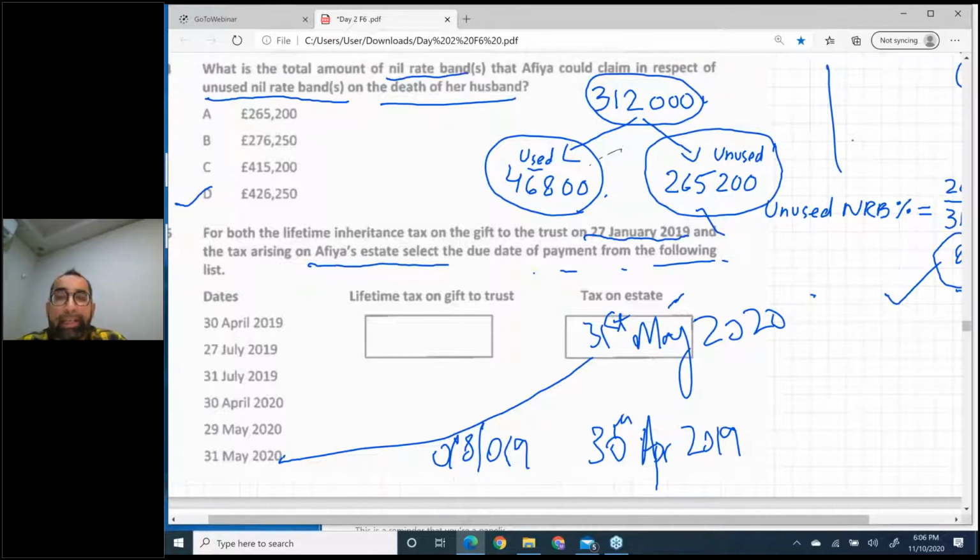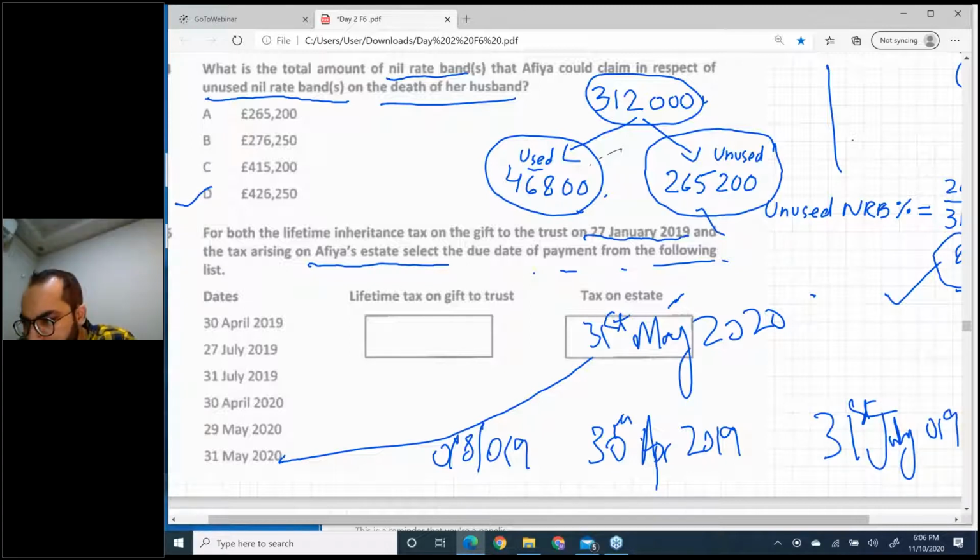Now the second date, listen. Six months from the end of the month in which the gift arises. The gift arises in January 2019. Come to the end of January and count 6 months. After January: Feb, March, April, May, June, and July. So the second date is 31st July 2019.